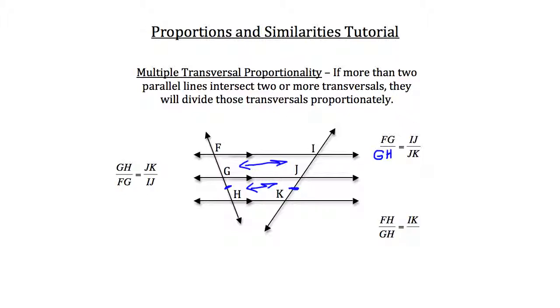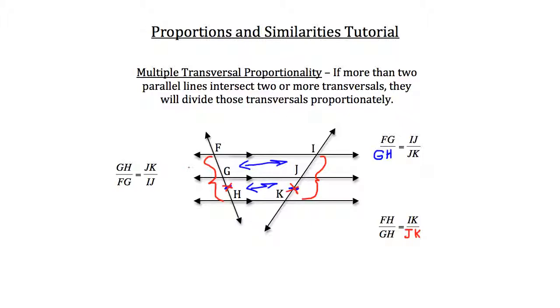Let's take a look at another example down below. So first segment we're going to compare here is segment FH. So this entire segment of the transversal on the left. So we're going to be comparing that to the entire segment IK of the transversal on the right. Now, in the denominator of the left proportion, we're looking at just GH, this segment right here. So what segment of the transversal on the right do you think that we're going to be comparing to? Well, we'd be comparing to JK on the right.